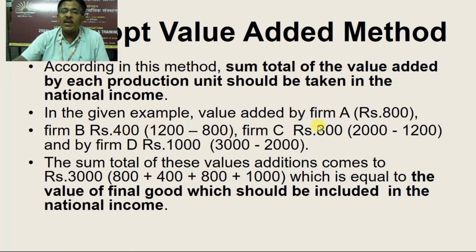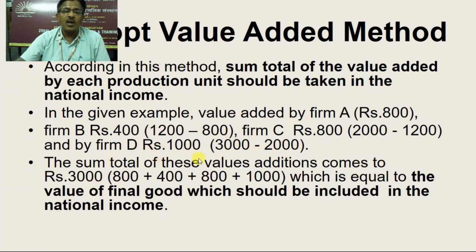In the given example, value added by Farm A is rupees 800. Why? Because Farm A has not used any raw material to produce its output, so its value of output is equal to value added, that is rupees 800. For Farm B, value addition is rupees 400, because Farm B has produced 1200, whereas it has purchased 800. So the addition is 400. Likewise for Farm C, the value addition is 800, that is 2000 minus 1200. 1200 is the intermediate consumption and 2000 is the value of output for Farm C. Likewise Farm D's value addition is 1000, because the value of output for Farm D is 3000 and the intermediate consumption for Farm D is 2000.